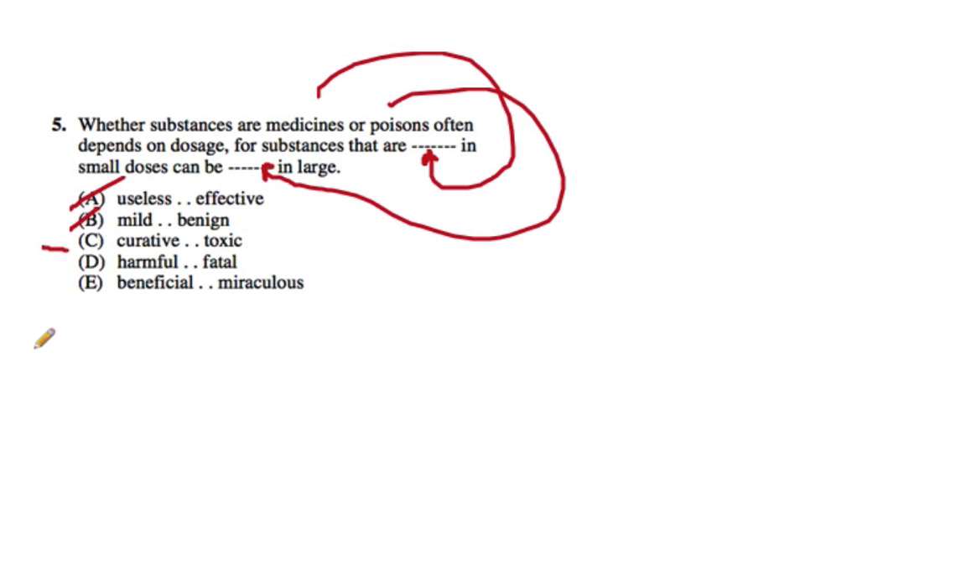D, medicine can be harmful sometimes, but it's not the essential quality of medicine. I'm going to cross that out. And answer choice E. Just like curative medicine, the essential quality is that it's beneficial. That's why we call it medicine. We're going to leave it in. Now we're going to look only for C and E. We're going to look at the second word in each choice. We need a word that means something like poison. And a poison is toxic. This is the answer. A poison is not miraculous, so it's not E.